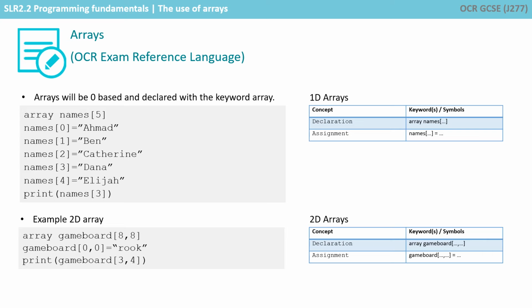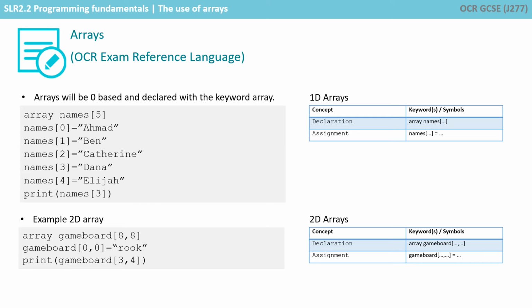And here we see how arrays will be shown to you in exam papers using the OCR exam reference language. Arrays will be zero based in the exam and they'll be declared with the keyword array. So here we say array, then we give it a name, and this time we're calling it names. And we've said 5, meaning that we're declaring an array that's going to have 5 elements. You can see there indexes 0 through 4 are being given names.